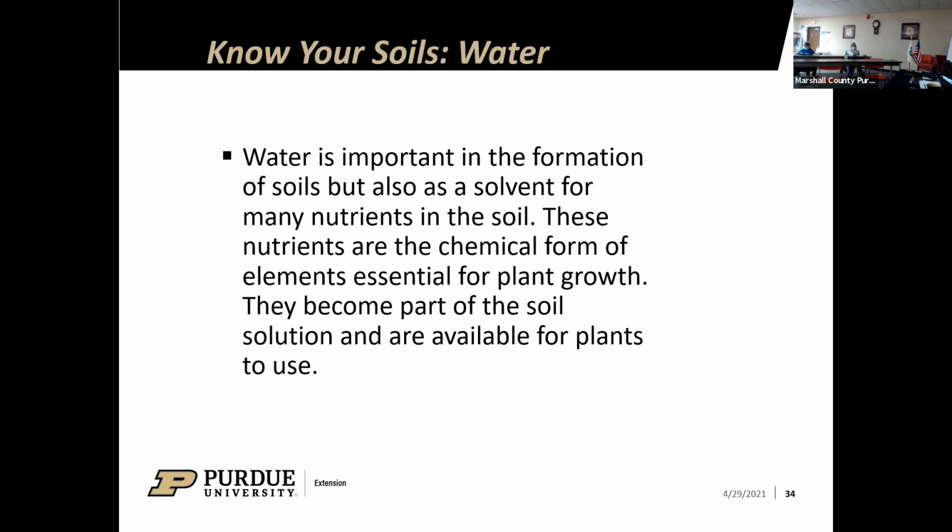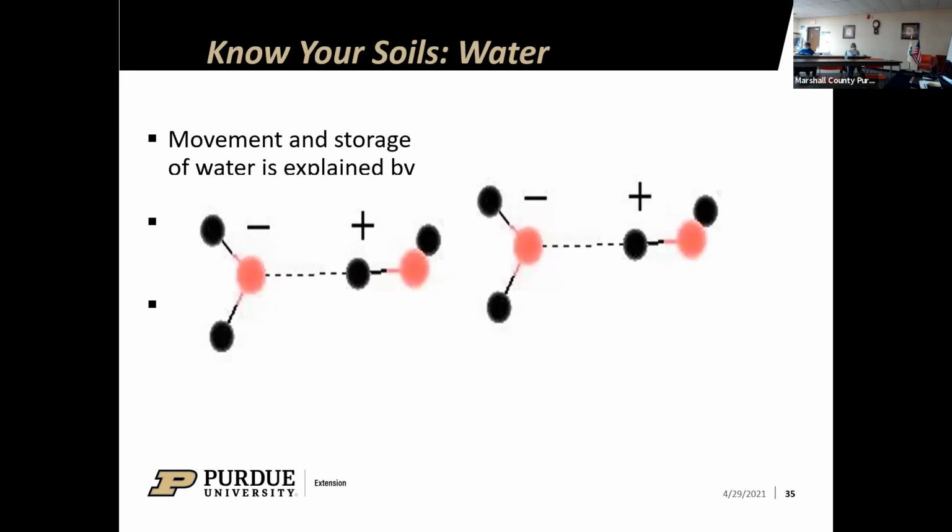So we need water as a solvent to move nutrients from the soil up into the plant. These nutrients and chemicals form elements for plant growth, and we need that water to move in the plants so that they can move these nutrients throughout the plant and maintain turgor in the plant so it can be productive. So water is a key factor in our soil profile.